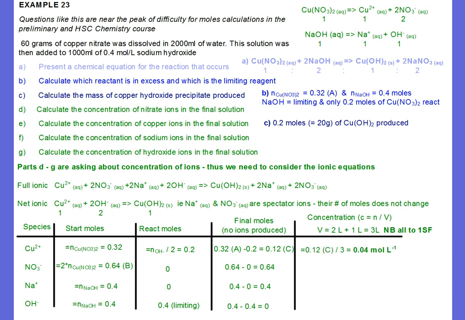So here we go. Copper ions: moles divided by volume gives me 0.04 moles per litre. For the nitrate, 0.64 divided by 3 gives me 0.2 moles per litre. The sodium ions, 0.4 divided by 3 gives me 0.1 mole per litre. And the hydroxide ions, there are none, therefore its concentration is 0 moles per litre. And that's the end of our challenging limiting excess question.